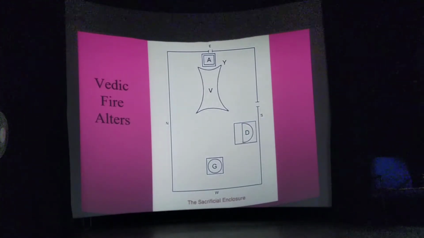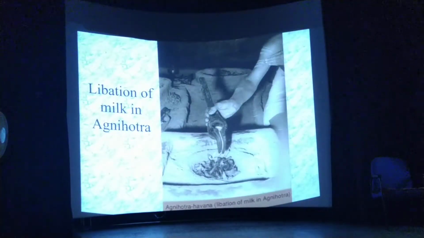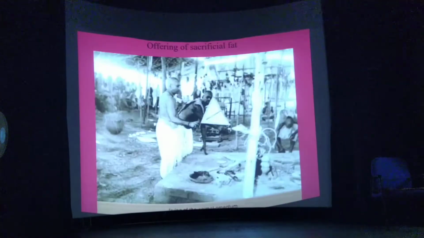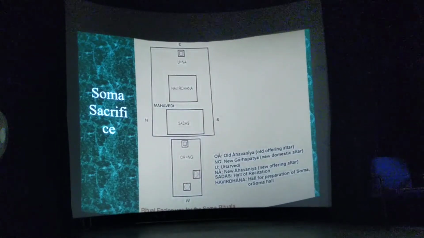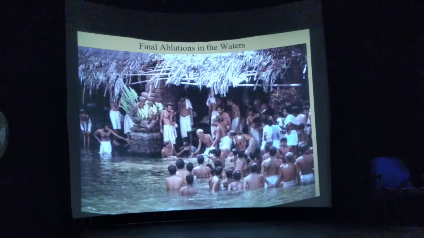And this was done in a very complicated manner in all kinds of altars, etc., that you see here. And sometimes there was Pashu Yag also, animal sacrifice also. There were so many different kinds of sacrifices or yagas or yajna. But all of them finally ended in a holy bath.